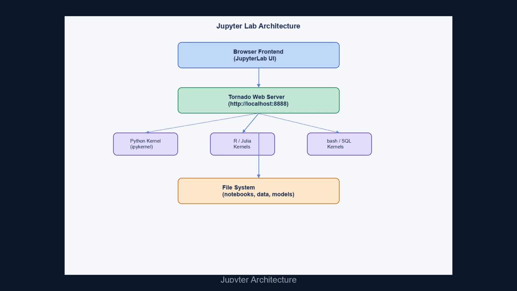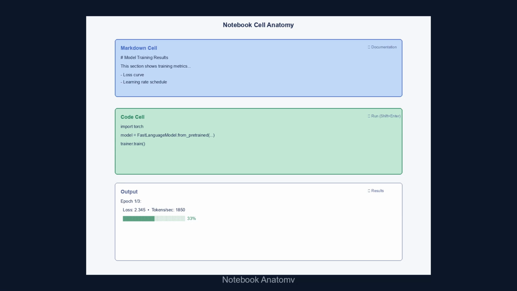Now that you have a grasp of the architecture, let's dive into setting up Jupyter Lab on your machine. This image showcases the anatomy of a Jupyter notebook, specifically how to structure your cells for model training results and code execution. At the top, we see a markdown cell that contains descriptive text outlining the purpose of this section, which is to summarize key training metrics like the loss curve and learning rate schedule.